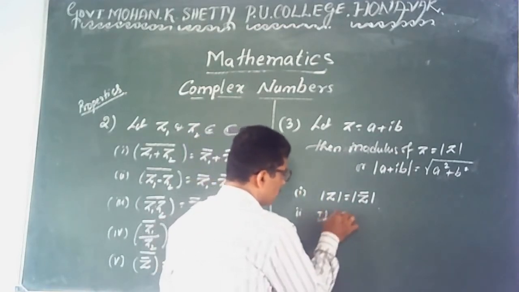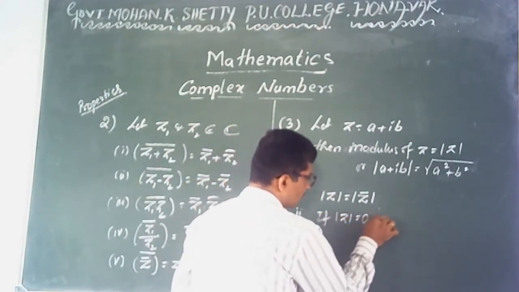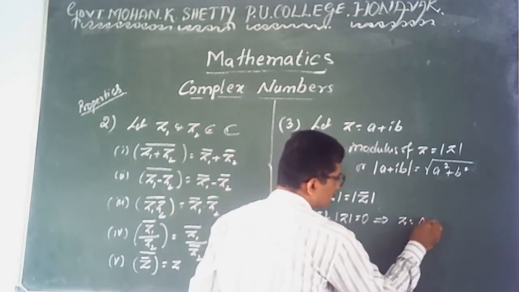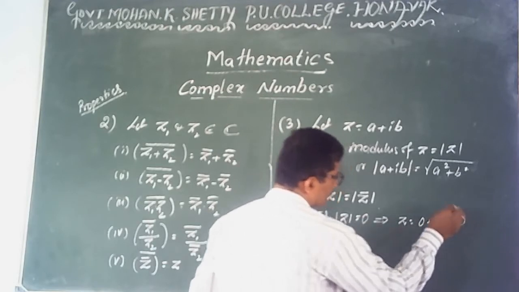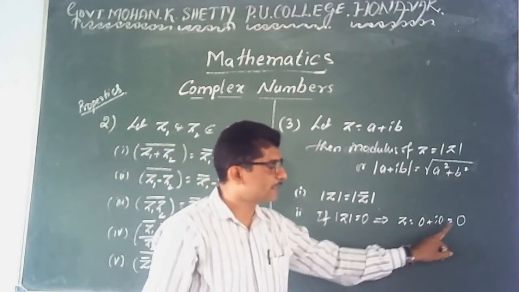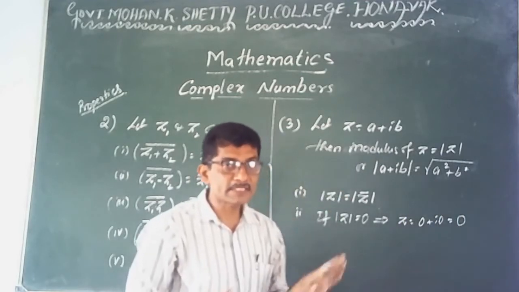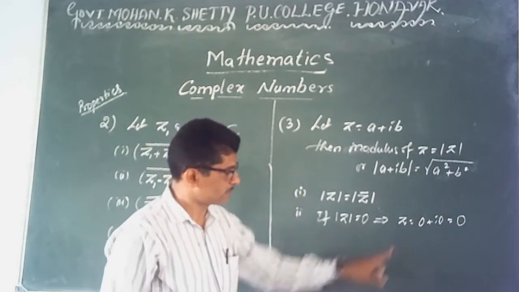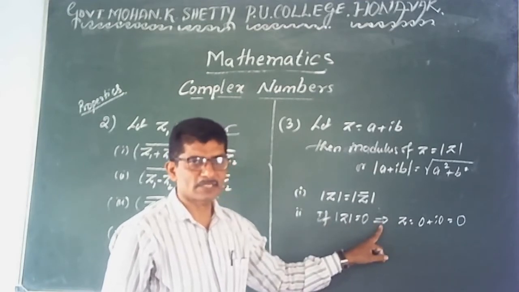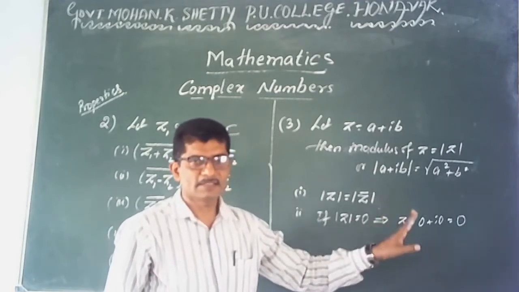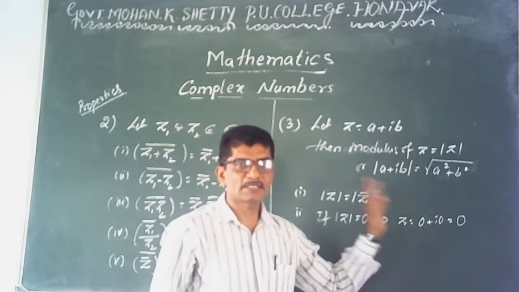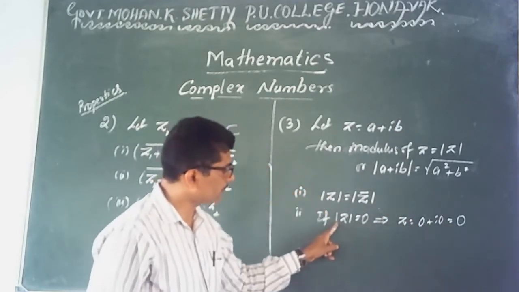If mod z is equal to 0, it implies z is equal to 0 plus i into 0, that value is 0. Both real and imaginary parts are 0. That point is the origin. Mod of z equal to 0 implies directly that z is 0. Real part 0 and imaginary part 0, then only you get mod of z equal to 0.